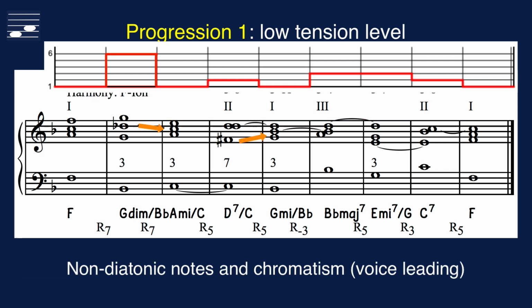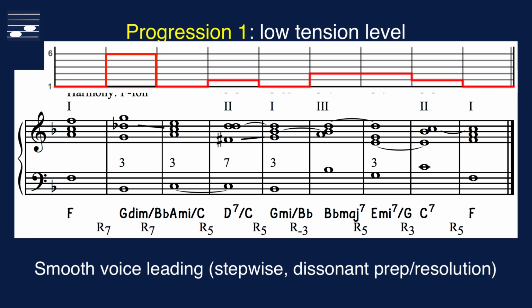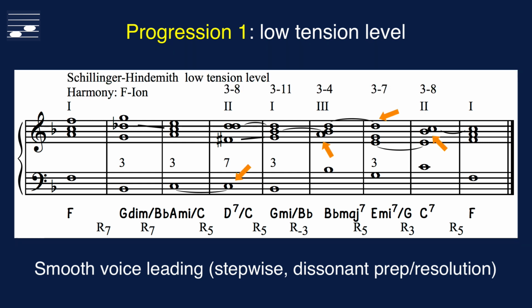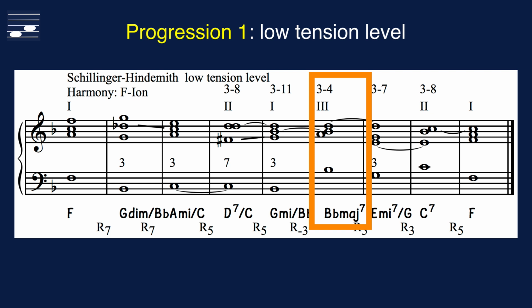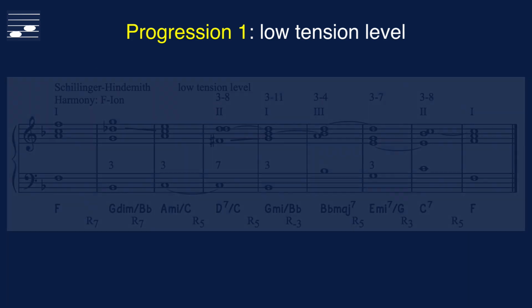As before, I applied correct voice leading to the resulting non-diatonic notes in the upper layer. Voice leading is smooth and mostly stepwise, with correct preparation and resolution of the dissonant sevenths. The overall character is tonal traditional, but note that we used one chord type that was not available in the original Schillinger set. It is the group 3 tension level B flat major 7th chord with omitted 5th in measure 6.